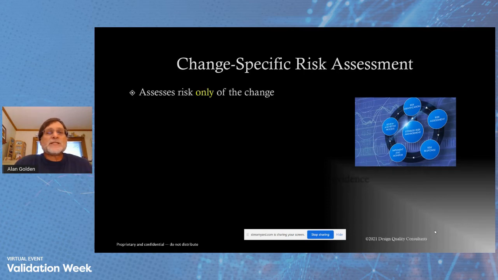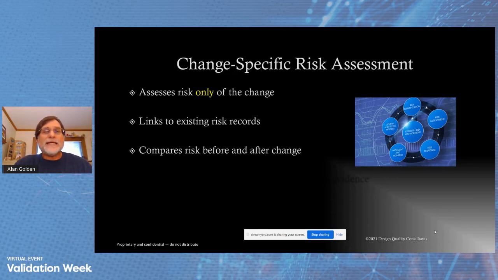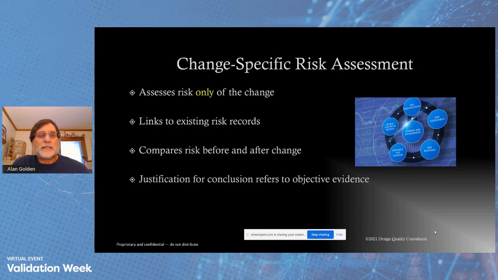So it assesses the risk only around the change. It links to existing risk records. This is very important. You have to have existing risk records for it to link to, otherwise you have no basis to start. It compares the risk directly before and after the change. It provides justification for the conclusions, and justification for conclusions refers to objective evidence. So I've done my risk assessment, I draw a conclusion, and I'm going to point to objective evidence to verify that conclusion. I'm not going to guess.